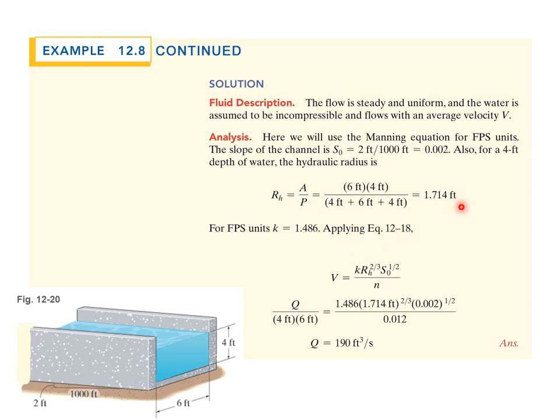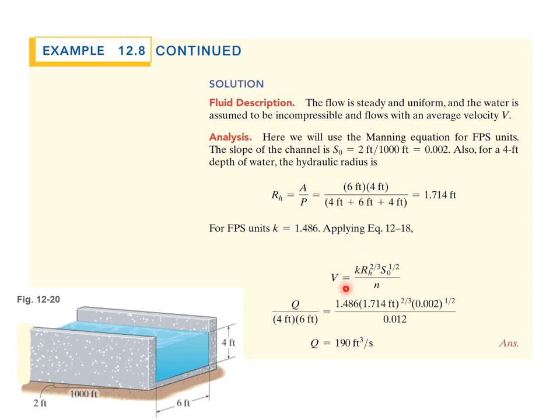So given those, we can determine the hydraulic radius, which is A over P. The area is 6 feet times 4 feet, and the perimeter is 4 feet plus 6 feet plus 4 feet. And notice we do not include the top part because that's just open surface. So the hydraulic radius is 1.714 feet.